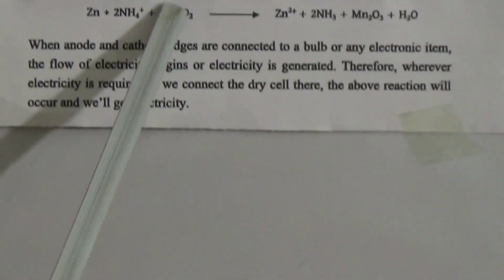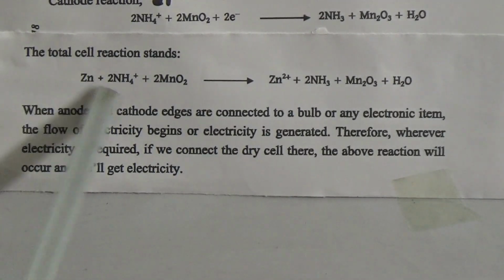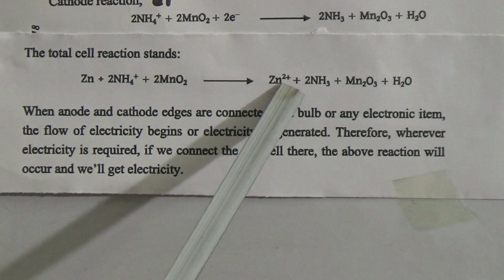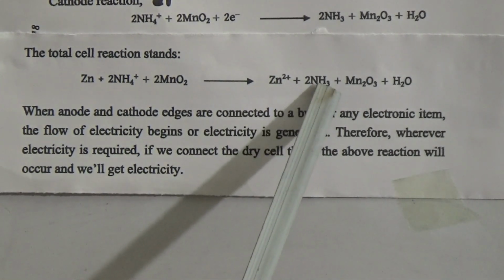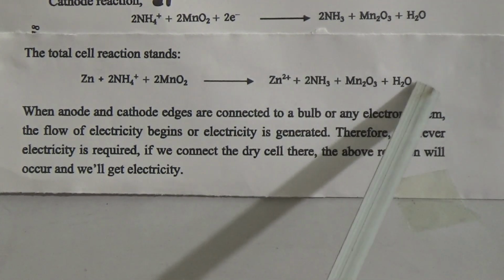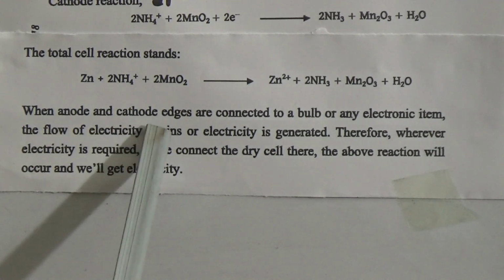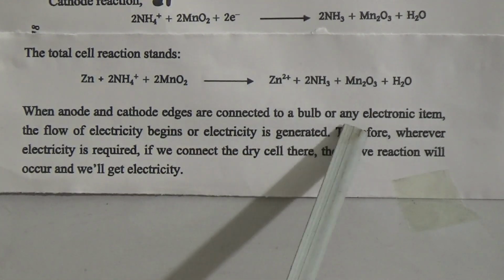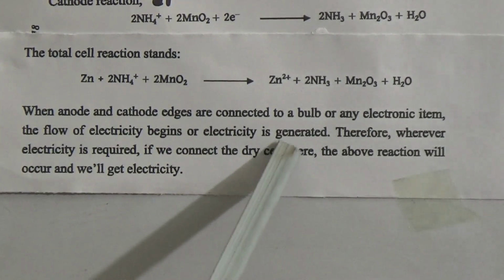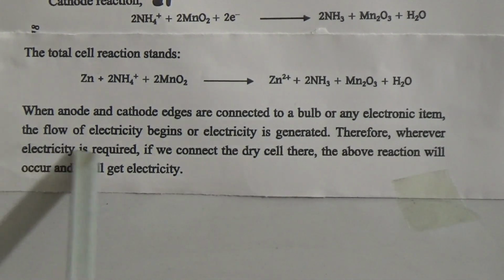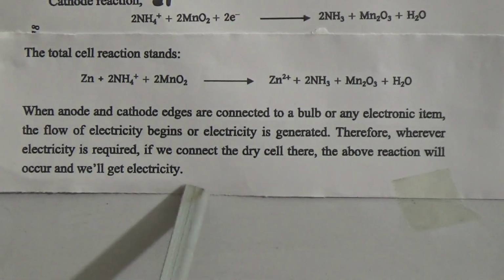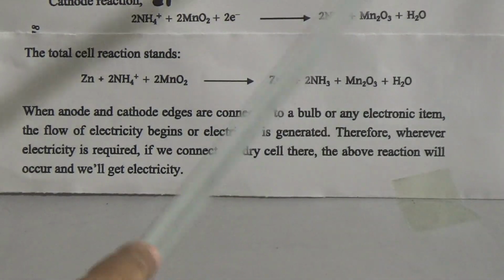The total cell reaction stands: zinc plus 2 ammonium ions plus 2 manganese dioxide produce zinc cation, 2 ammonia gas molecules, dimanganese trioxide and water. Then when the anode and cathode are connected to a bulb or any electronic item, the flow of electricity begins, or electricity is generated. Therefore, wherever electricity is required, if we connect the dry cell there, the above reaction will occur and we will get electricity. Dear students, this is your homework number 3.